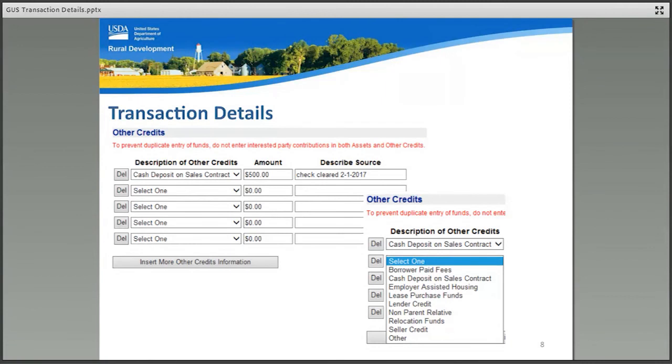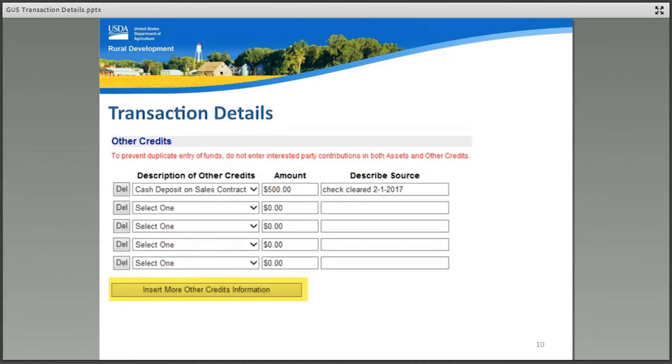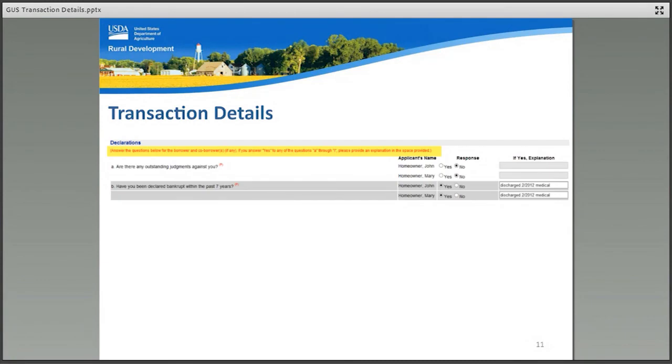Users must enter the following: description of other credits. Select the appropriate credit from the drop-down box. Amount. Enter the amount of the credit. And describe source. This is a free text data field where the user can enter information to clarify the credit to the underwriter and USDA. If additional data fields are required for data entry, the user may select Insert More Other Credits Information.